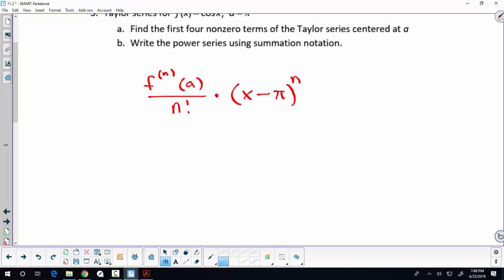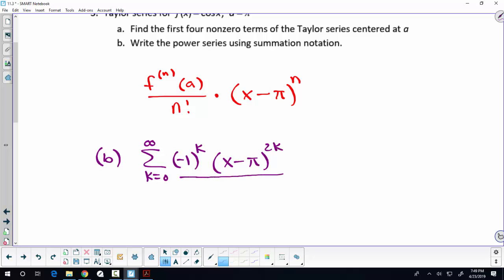I'll just write that out in case you want to verify or check that you get the sum from k equals 0 to infinity of negative 1 to the k, times x minus pi to the 2k, cosine's an even function, over 2k factorial. So we're going to move on.